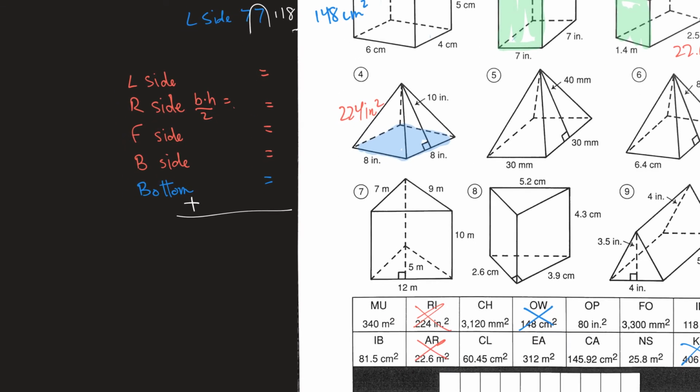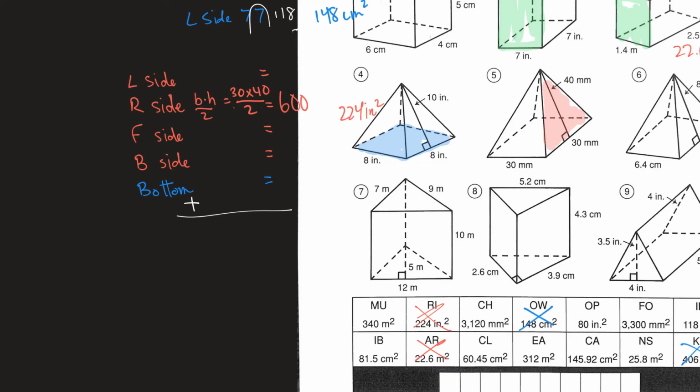Okay, so let's go with the left side. No, you know what? I'm going to go with the right side. That's going to be easier. So the right side is this one here. So what are we looking for as an area? Well, 30 is the base and 40 is the height. So it would be 30 times 40 divided by 2. 30 times 40 is 1200. 1200 divided by 2 is 600. So the area of this is 600.